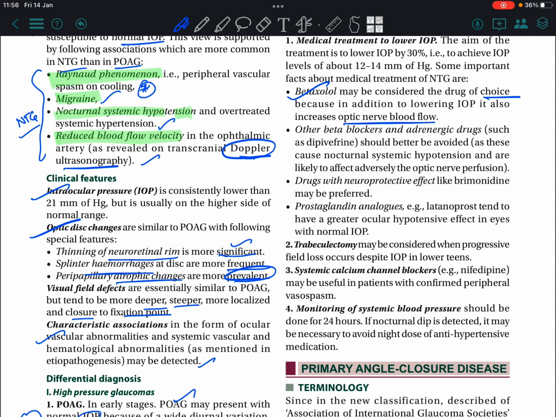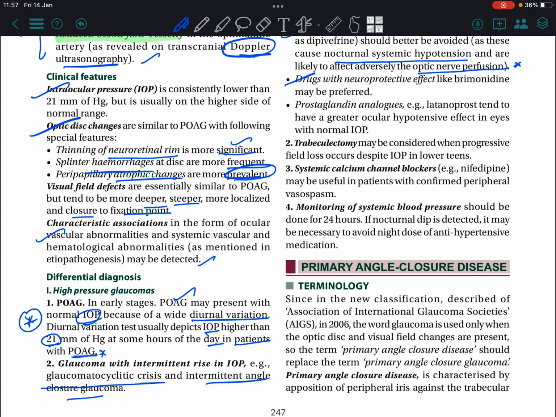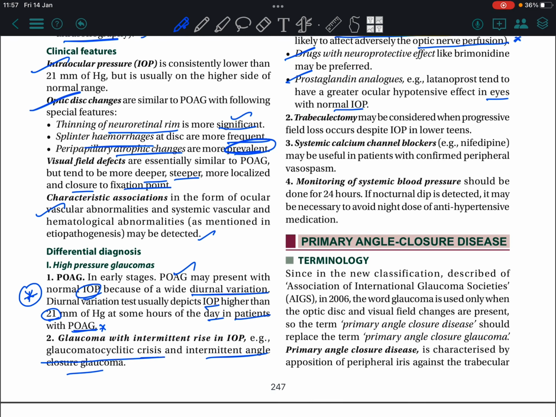It increases optic nerve blood flow. Other beta blockers and adrenergic drugs should be better avoided, as these cause nocturnal systemic hypotension and are likely to affect the optic nerve perfusion. A drug with neuroprotective effect, brimonidine, may be preferred. Prostaglandins such as latanoprost tend to have greater ocular hypotensive effect in eyes with normal IOP.